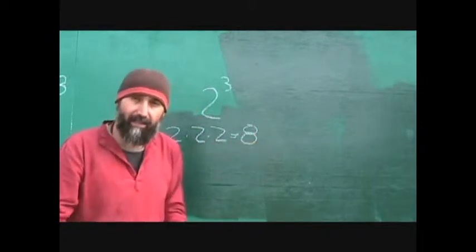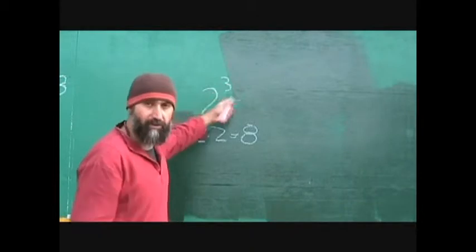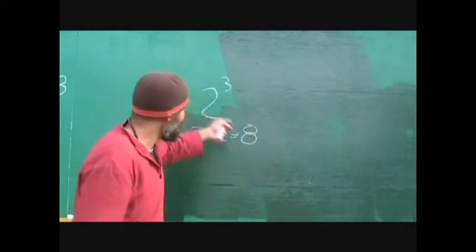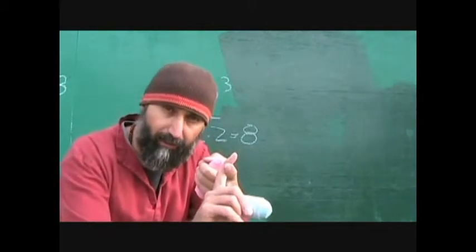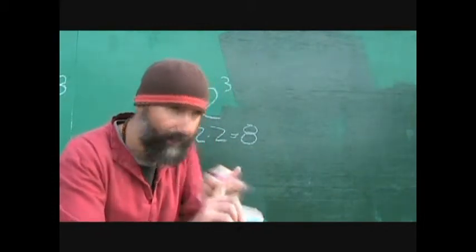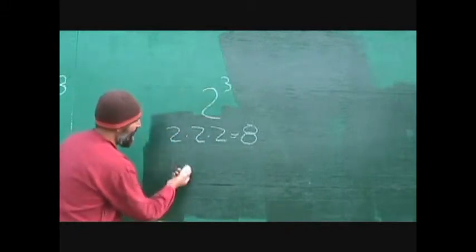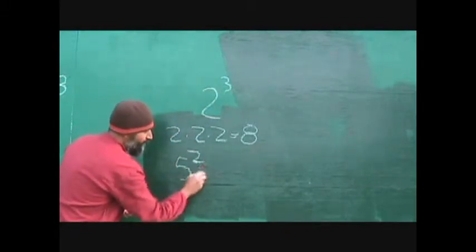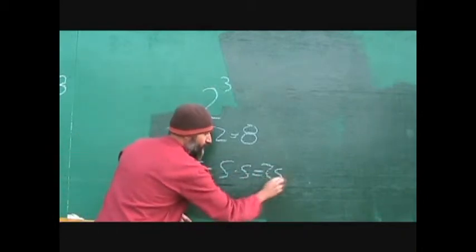This number and this number do not directly interact with each other. This number up here means you have to do things to this number. One of the biggest mistakes that people make is when they see this, they go 2 times 3 and they think it's 6. That's not the case. They do not directly work together. This number does things to this number. So for example, 5 squared would be 5 times 5, which is 25.